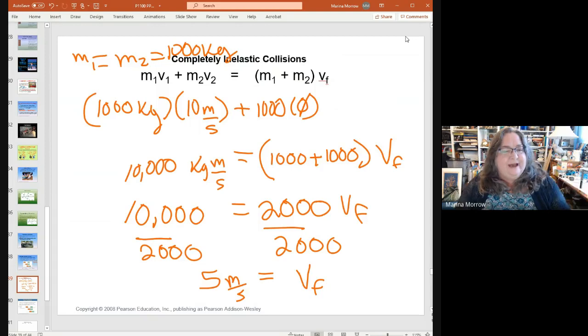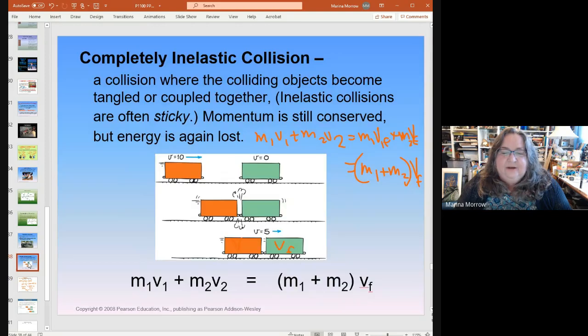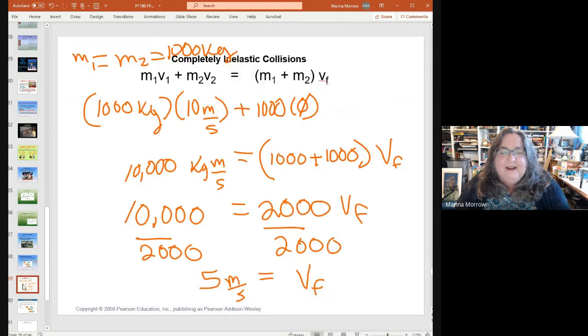Okay, so it worked out beautifully. It worked out just the same as we were told. It would come out to be 5 meters per second, and it did. Now why did it come out to be 5? Basically, they share the momentum now. The first car came in with some momentum, and it shared it with the second one.